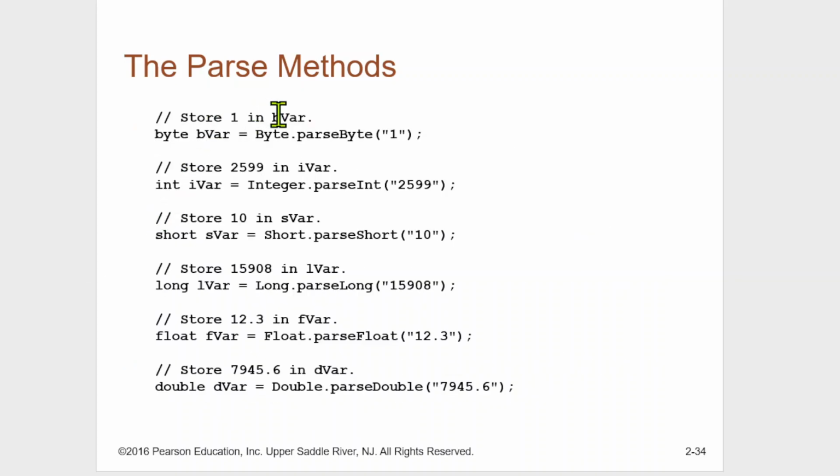So here, what we're doing is we're taking a string of 1 and we're saying Byte.parseByte, and we're putting in the value. Int, Integer.parseInt. So for each one, notice you have to declare the variable and then assign it using the parse method.